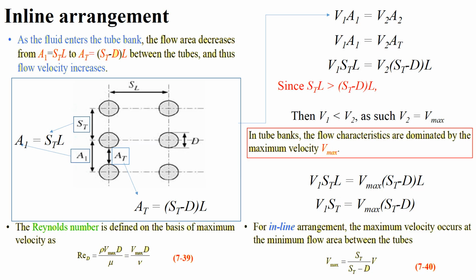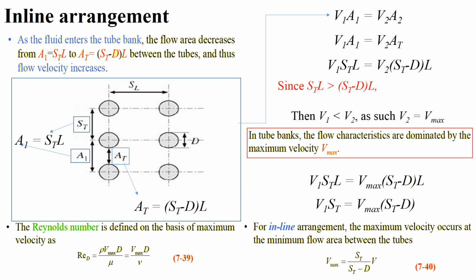Okay, so I will start with the inline arrangement. From the first note mentioned here, as the fluid enters the tube bank, the flow area decreases from A1 to AT between the tubes, where A1 is before we enter between the two tubes, and AT is exactly in between the two tubes.